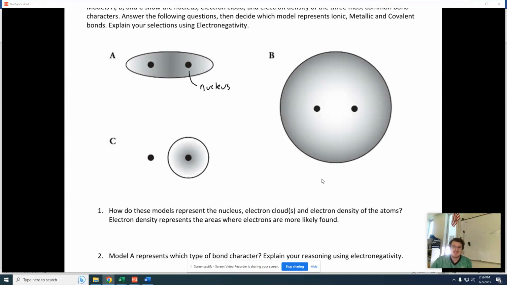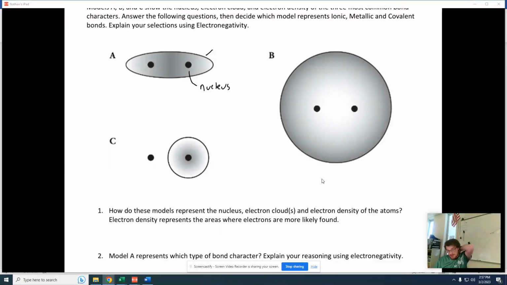Then the next thing we're supposed to identify are the electron clouds. The reason that it says clouds in parentheses is because in some of these bonds, atoms are actually going to share their electron cloud, whereas in one type, there is only one. There's only one atom that has its electron cloud drawn. So if we look at model A again, this ovular shape, this is the electron cloud of both atoms that have kind of morphed together.